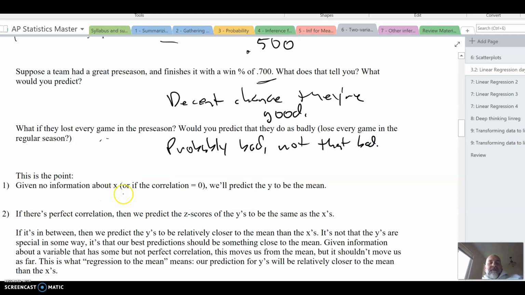Given no information about X, or if the correlation is 0, then we'll predict Y to be the mean. So if the correlation is 0, the predicted Z-score for Y is just whatever the mean is. I'll say mu, whatever the average is. The predicted Z-score would be 0. Z-score is 0 right in the middle.